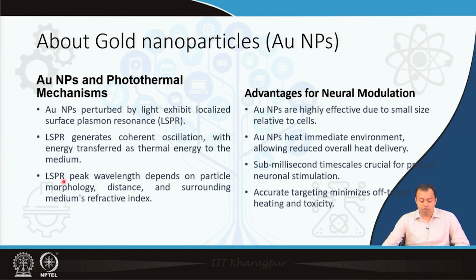The peak wavelength depends on particle morphology, distance, and the surrounding medium's refractive index. So, you can control them. They are highly effective due to small size. So, basically you are generating light to create a specific amount of heat in the nanoparticle, and that is affecting its surrounding areas. AuNPs heat the immediate environment, allowing reduced overall heat delivery, on a sub-millisecond time scale, crucial for neuronal stimulation, accurate targeting, minimizing off-target heating and toxicity.